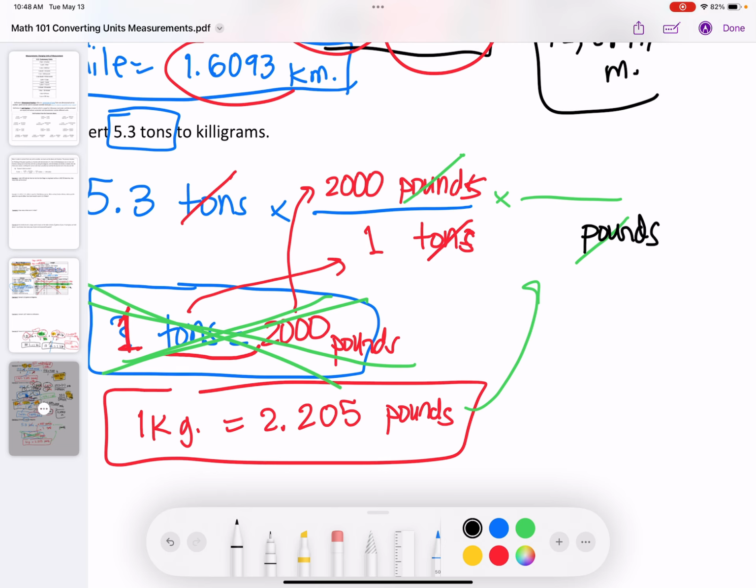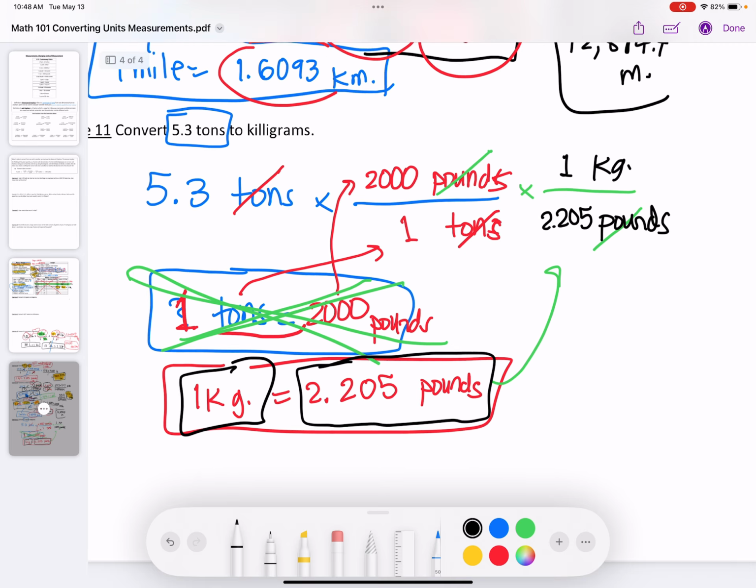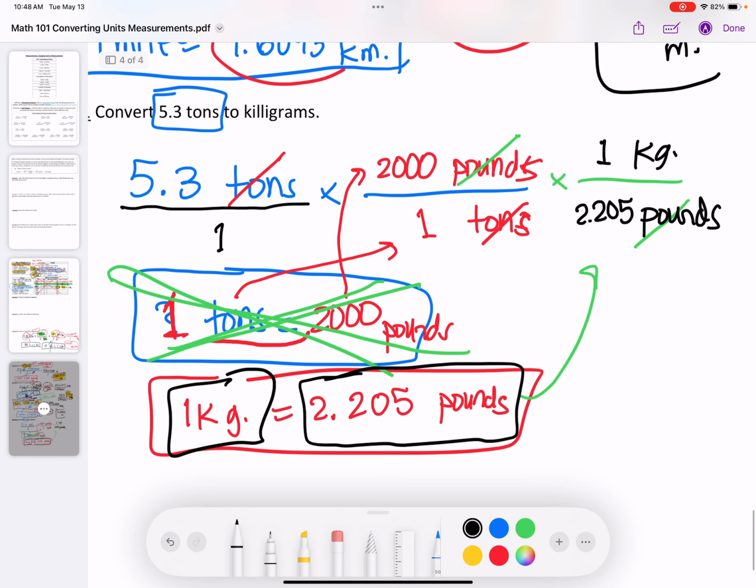All right, which number was next to pounds? 2.205. So it's got to go down here with its right unit. The numerator is going to have kilograms, 1 kilogram. This is probably one of the more complicated ones because in the end we're multiplying and we're dividing here. Wow. I think we're okay. This is where I need to check. All that was a lot.